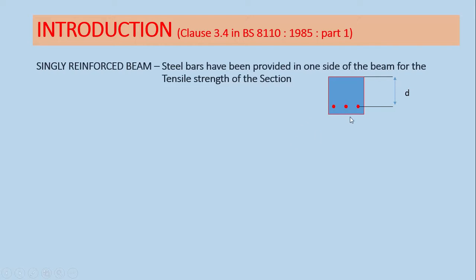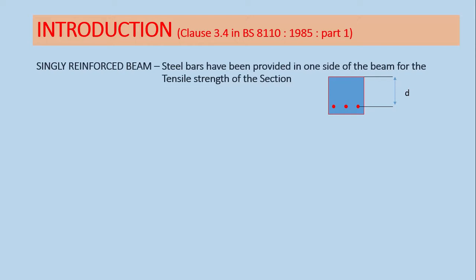If you are providing steel only for tension in a beam like this, we call it a singly reinforced beam. But sometimes the beam section will not be adequate to resist the compression force as well. If the beam section is very small, the concrete part above on the compression side will not be adequate to resist the compression force. In that case you have to provide additional steel bars to take that compression force. Beams in which there are both tension and compression bars are called doubly reinforced beams.